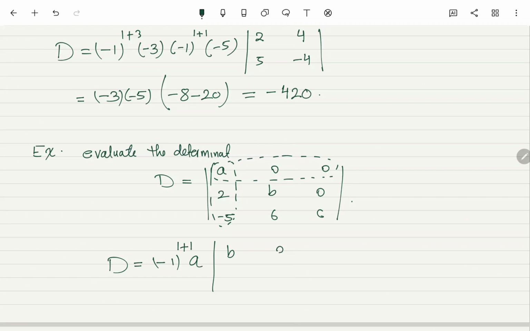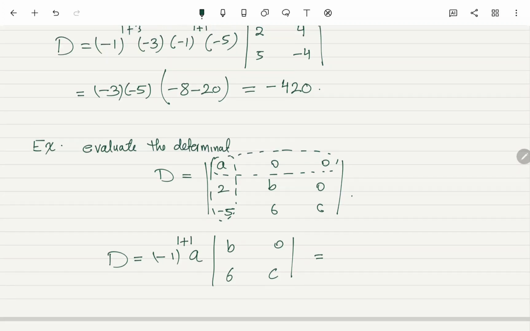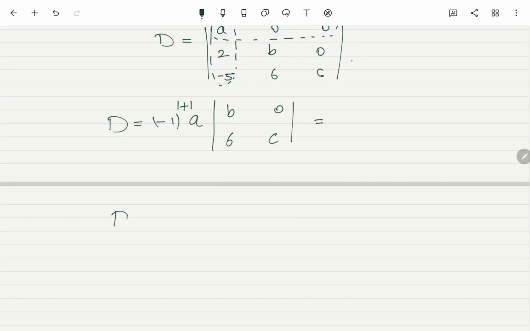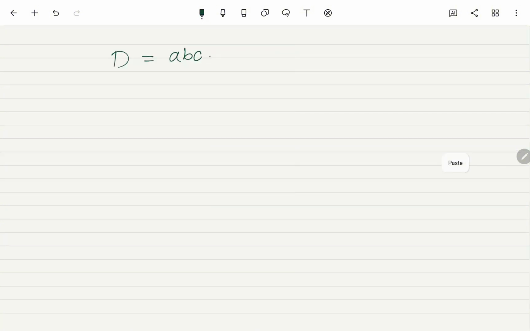B0 6C, and the answer will be D here, equal to minus 1 to the power 2 is just 1, A, now B, C, and this one 0. So the determinant here is A, B, C. Now let's discuss the properties of determinants.